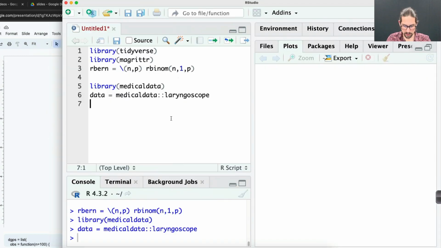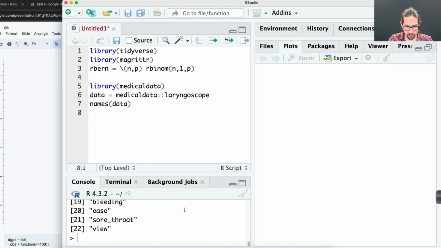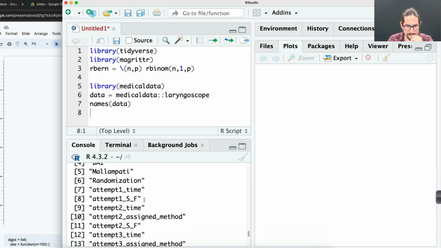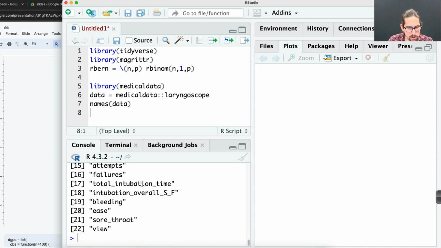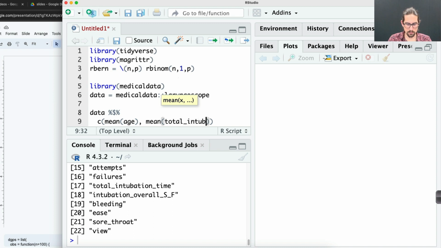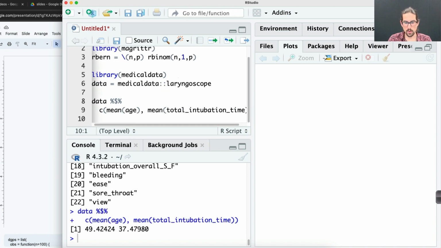So let's first look at what's in here. I think we probably have a variable called age. Okay, yeah, age. And then the other thing we're asking about is total intubation time. To get the sample mean, which is our estimate of the population mean of those things, we can just get the mean of age and the mean of total. Okay, so these are our means.